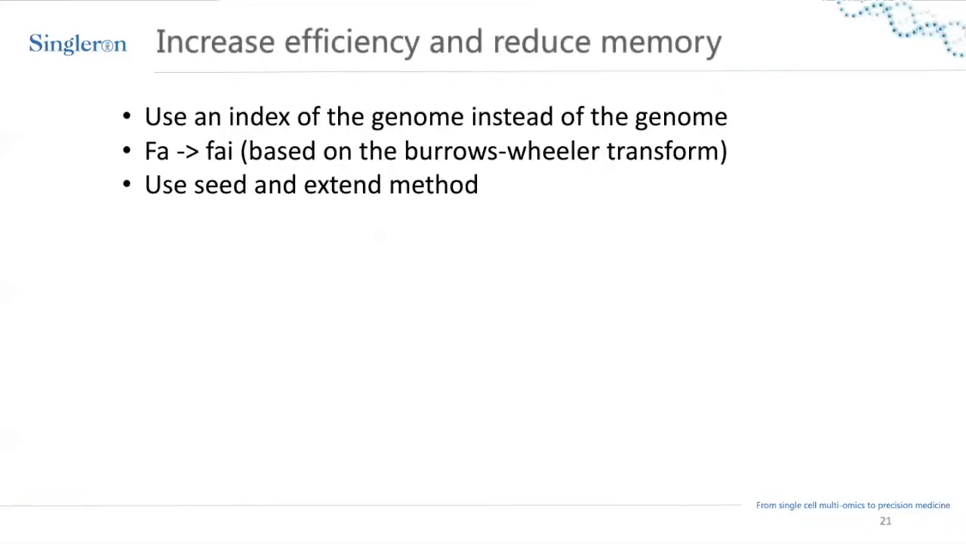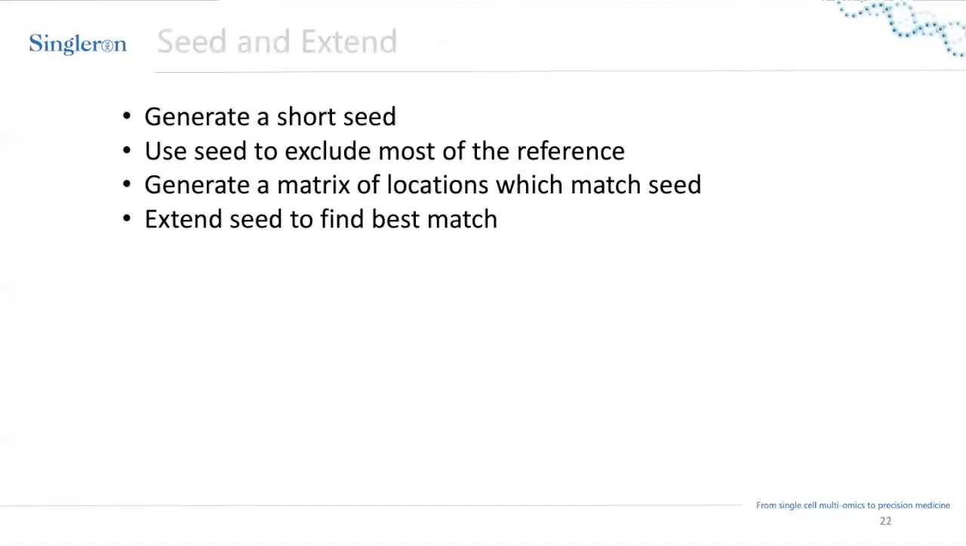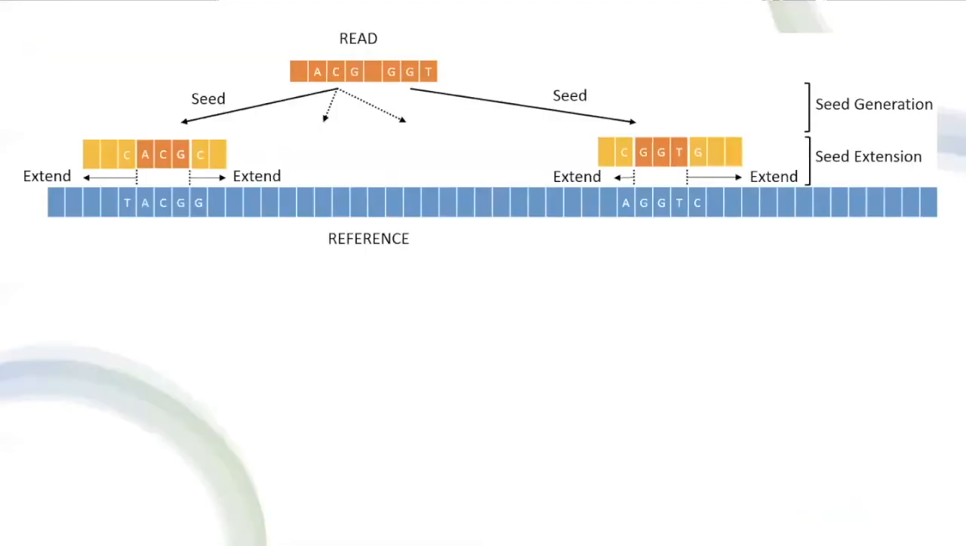So what most mappers do is that, first of all, instead of using the FASTA reference file, they use an index. And second of all, they use something called seed and extend, which means they take a small portion of the read and try to match that. They find all possible matches and then focus on those and use an extend method to find the best match.